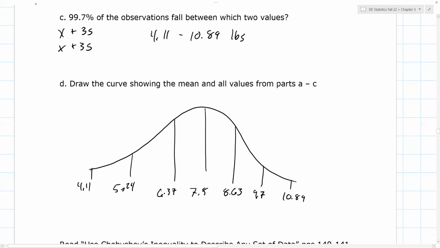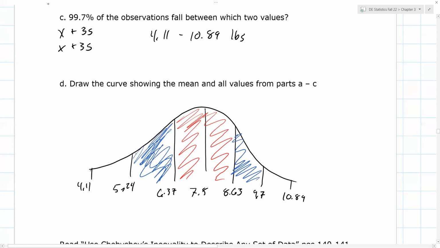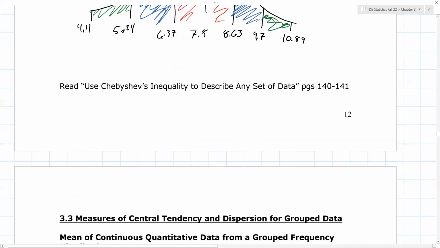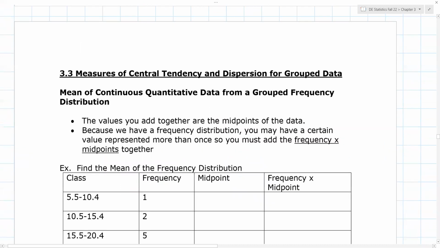So you could make these two middle sections red, and the red would incorporate 68% of your data. Make the next section blue. And if you look at the red and the blue, you're talking about 95% of the data. And then if you look at the red, the blue, and the green, you'd be talking about 99.7% of the data. And that is the end of 3.2.